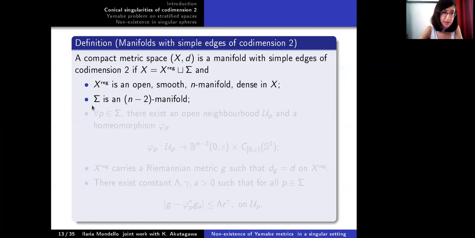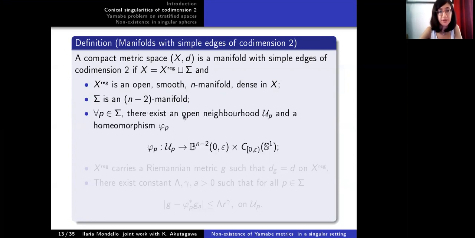We need to explain what is the local geometry close to the singular set, and we want it to be conical. So the idea is that if you pick a point in the singular set, you always find a neighborhood of it which is homeomorphic to a product of a ball in R^(n-2) and a truncated cone over a circle. And here, by a truncated cone, I mean that instead of taking the product between R plus and the circle, we just take an interval and the product between an interval and the circle.